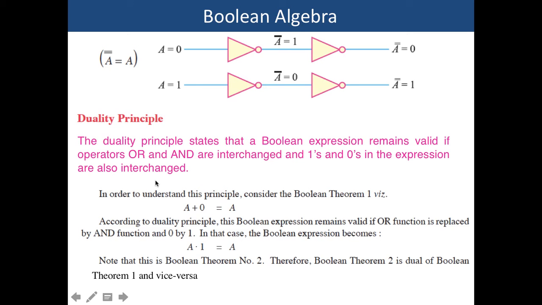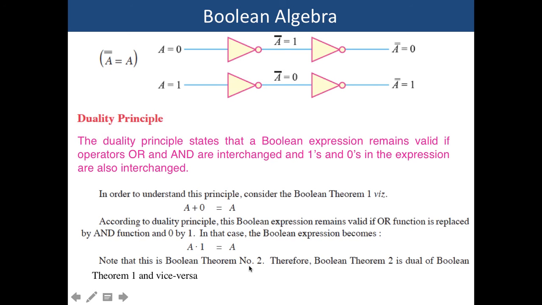Let's understand that. In order to understand this principle, consider Boolean theorem 1. We know the Boolean theorem: a plus 0 is equal to a. Now we interchange this plus sign, the OR gate, with the AND gate, so we put a dot here, and instead of 0 we put 1. So a dot 1 is equal to a. Note that this is theorem number 2.